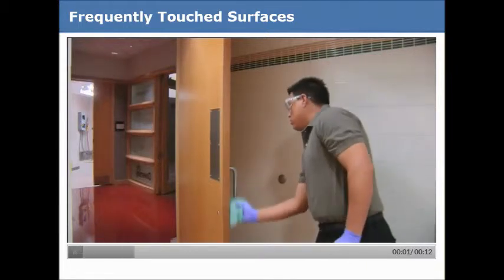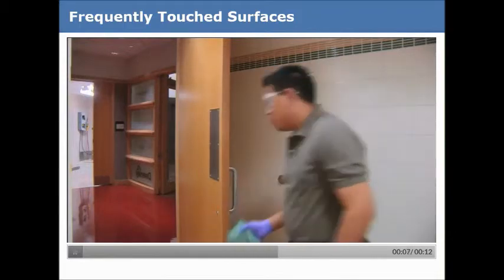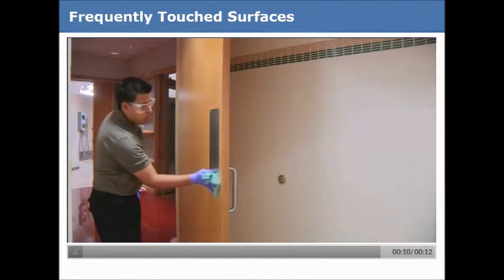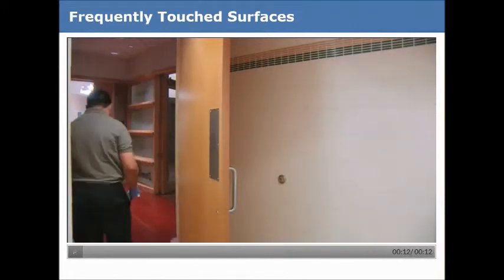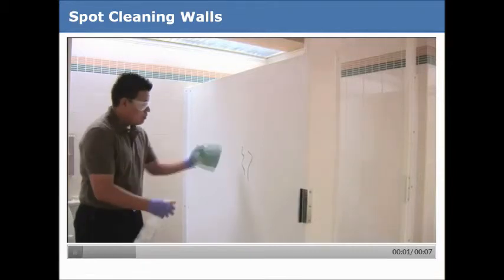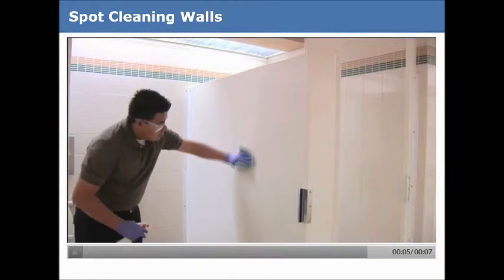After the toilets and urinals, you'll want to clean frequently touched surfaces like light switches, push plates, and door handles. Spray cleaner on a cloth and wipe these surfaces. Stall partitions and walls may require spot cleaning. Spray cleaner on a cloth and wipe.